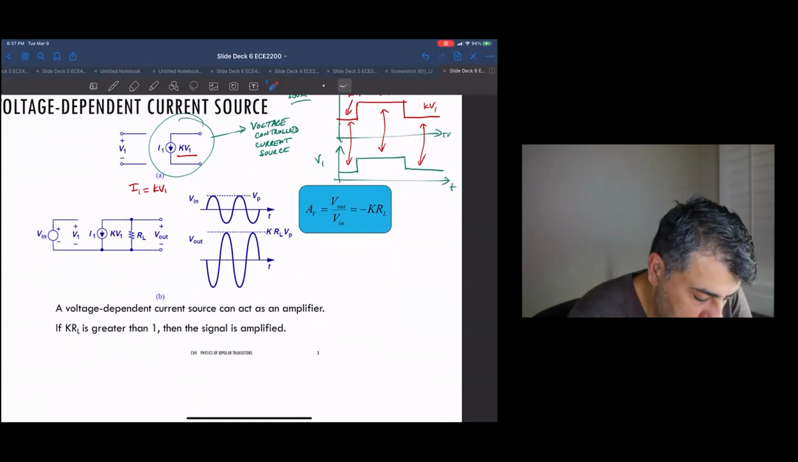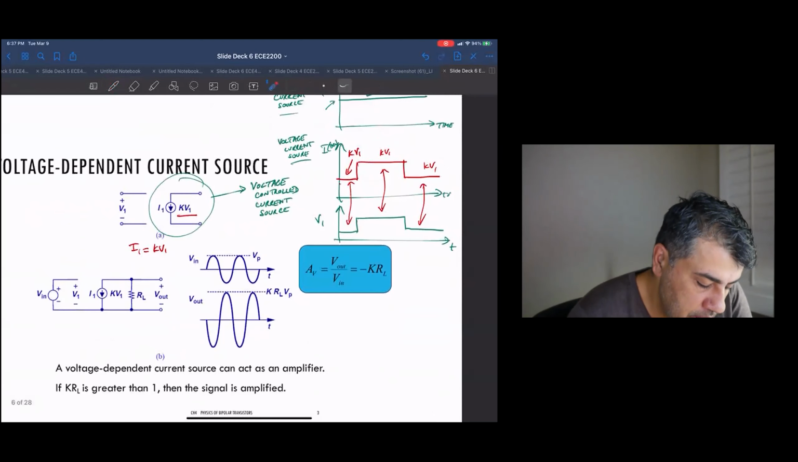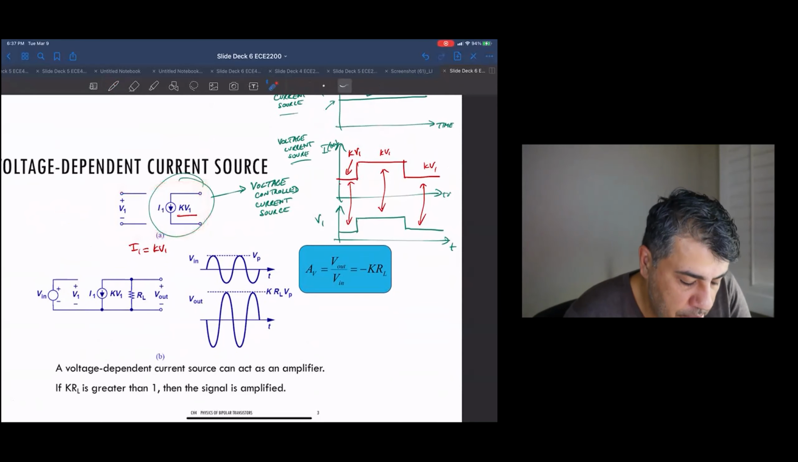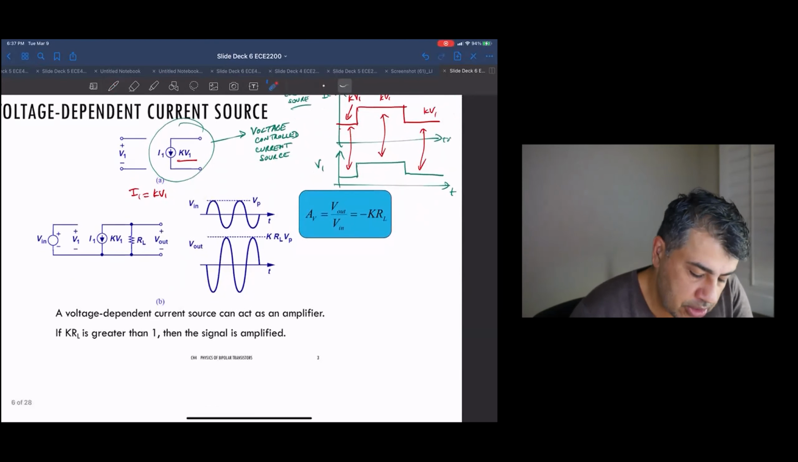at the output of this current source, as you'll see probably in the next lecture, this device is a simplified way to model a bipolar transistor, which is a voltage controlled current source. If you put an external resistor across that, you can get a voltage gain. And so let's look at it.